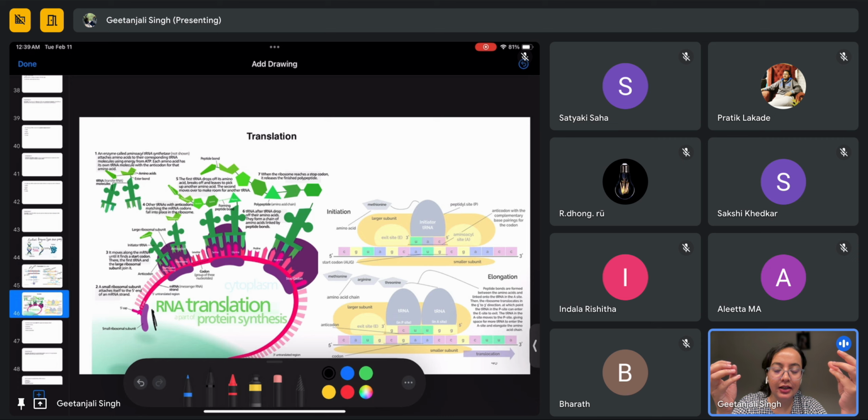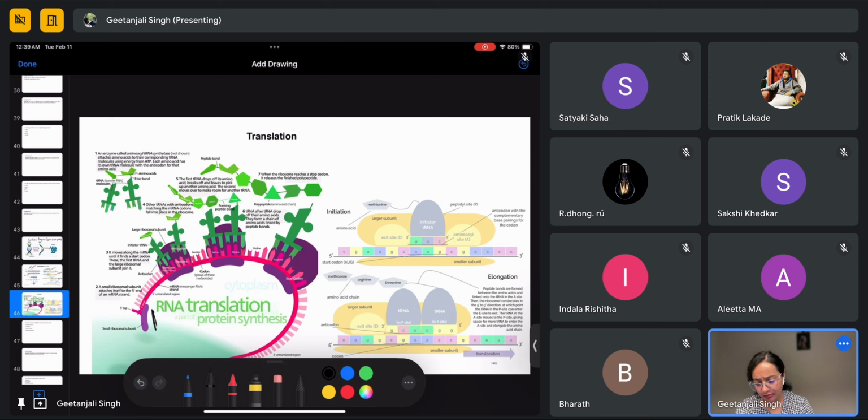It attaches itself and waits for tRNA to come there. Now tRNA, along with an enzyme called aminoacyl tRNA synthetase, binds with the amino acid. The tRNA has the amino acid ready, and it comes to the sequence of the RNA. The smaller subunit of the ribosome keeps moving until it reaches AUG, the start codon, which codes for methionine.